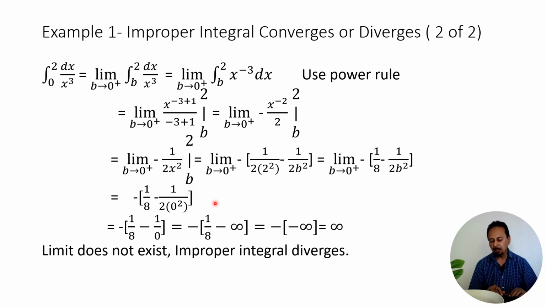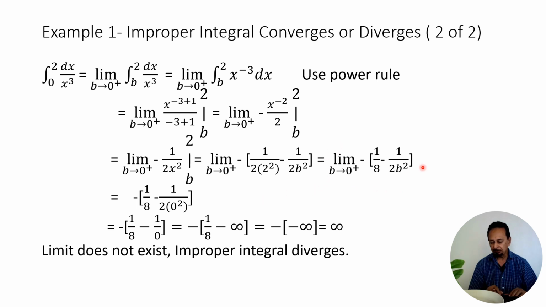We write the limit as b approaches 0 from the right, and we substitute first the 2 into the expression. So this becomes 1 over 2 times 2 squared, keeping the negative sign outside. Now we subtract and put in the lower limit, so it becomes 1 over 2 times b squared. Simplifying, we have the limit as b approaches 0 from the right of negative 1 over 8, because 2 squared is 4 and 4 times 2 is 8, minus negative 1 over 2b squared.